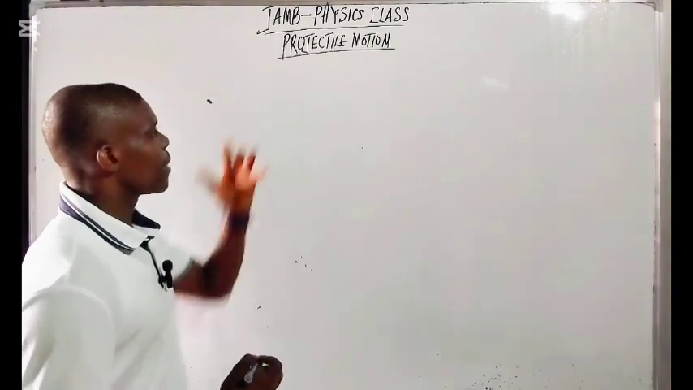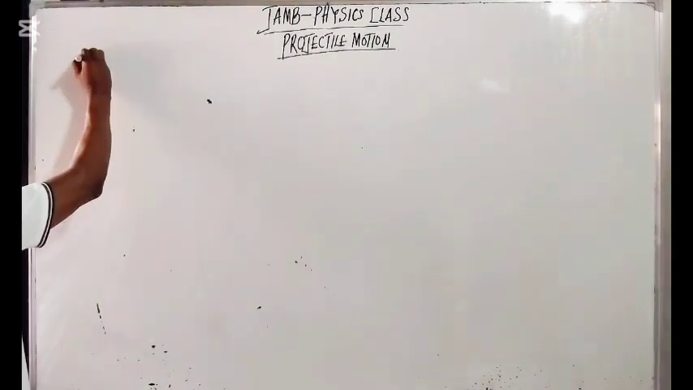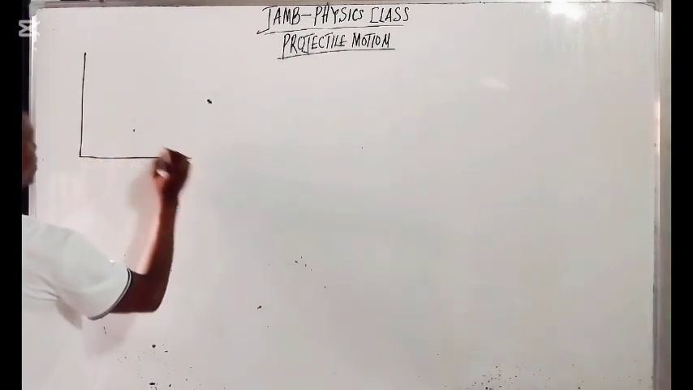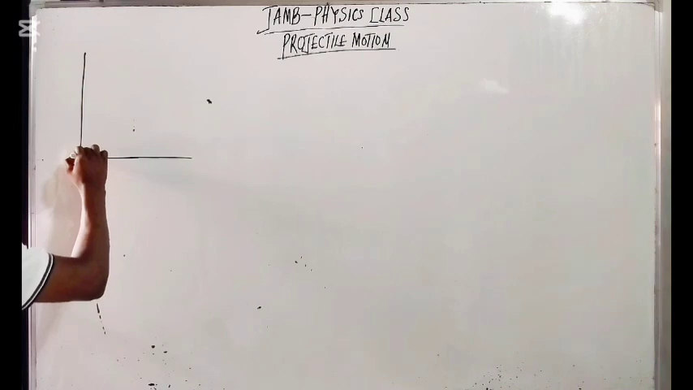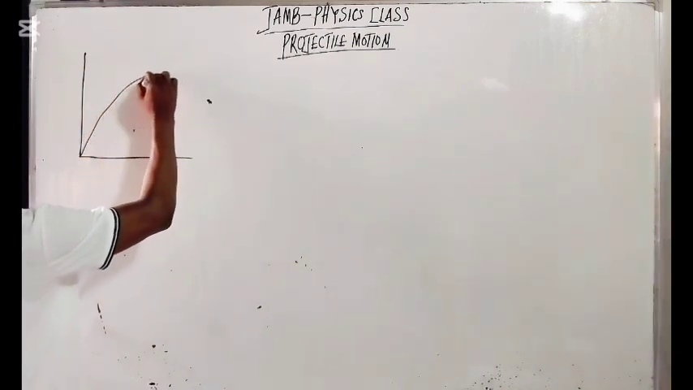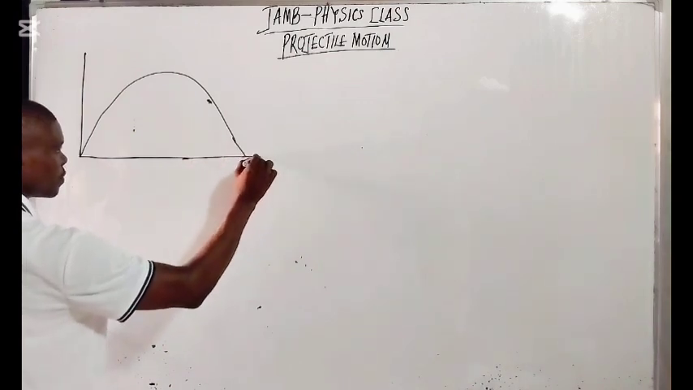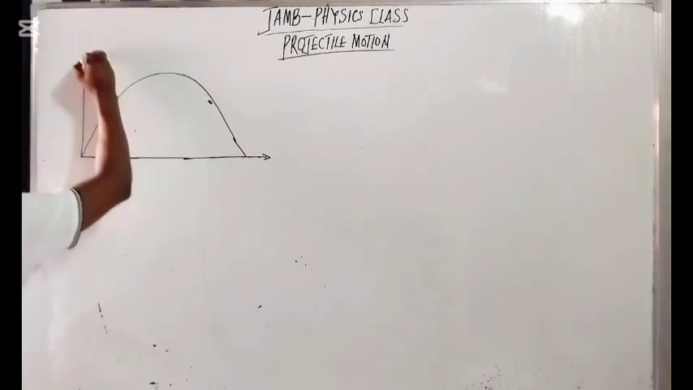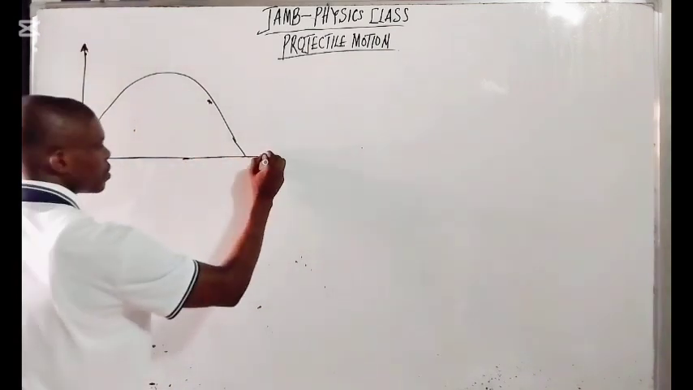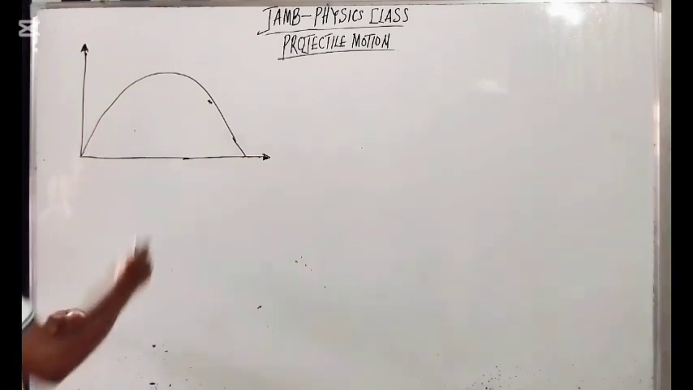So now when we talk about projectile motion, it's the movement of an object in a curved path or in a parabolic path like this. Now this is the graph here. So when you throw an object here, it moves from here down here, right? So this is the movement of an object in the parabolic path, right?